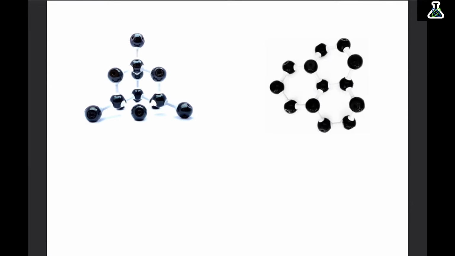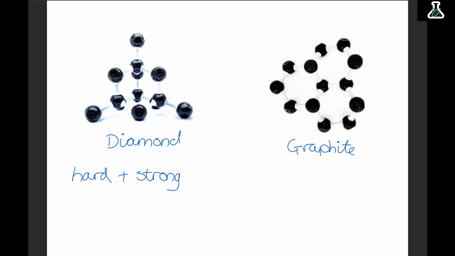So here are two allotropes of carbon. These are giant covalent molecules, and allotropes are different structures containing the exact same element, but they come together in different patterns or shapes to form different things. So we have diamond and graphite. So diamond is very hard and strong, and this is because it has this triangular and pyramid shape.